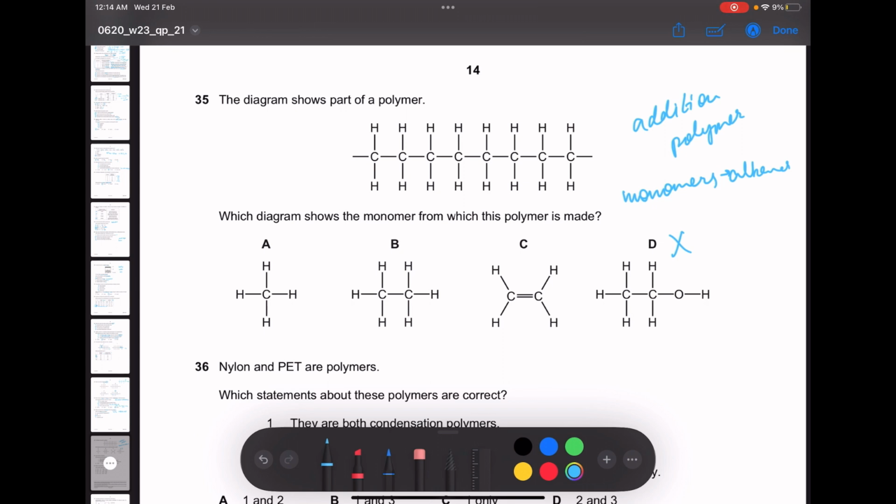For an addition polymer, we need at least a 2 carbon monomer. So if we consider this as a repeat unit, and this is another repeat unit, we just put a double bond over here, and we remove these bonds, and this becomes the alkene. A 1 carbon monomer is not possible. At least 2 carbons should be there. So it's C.